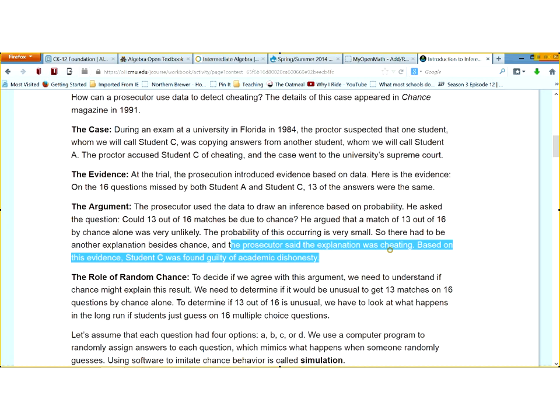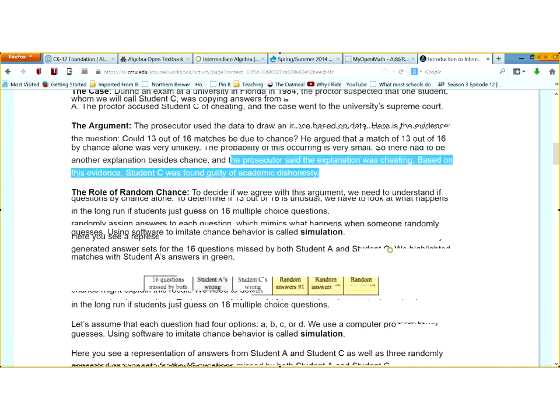Now, we could be pretty sure that it's not due to chance that they had that many matches, but there could be other reasons. Perhaps those wrong answers were the ones that were most obvious. But if you've already got a reason to suspect that one person might have been cheating from someone else, then that unusually high number of matches is probably a good reason to say that cheating probably did in fact occur.